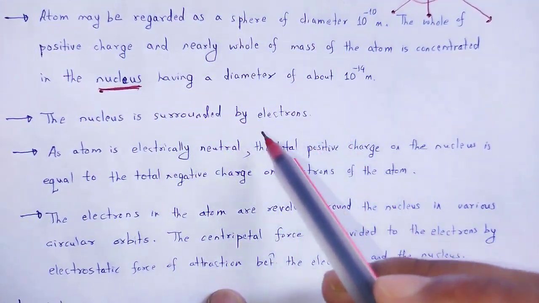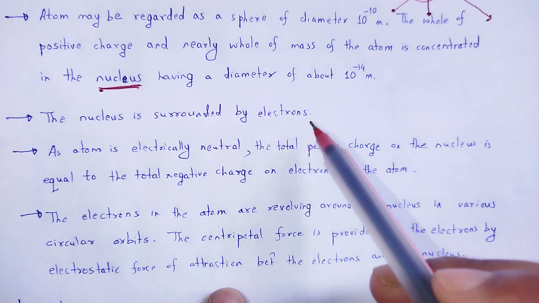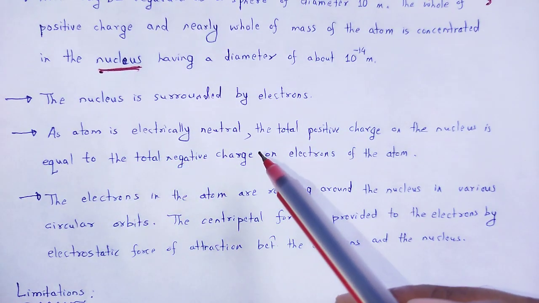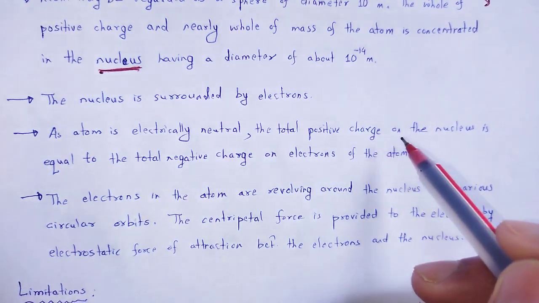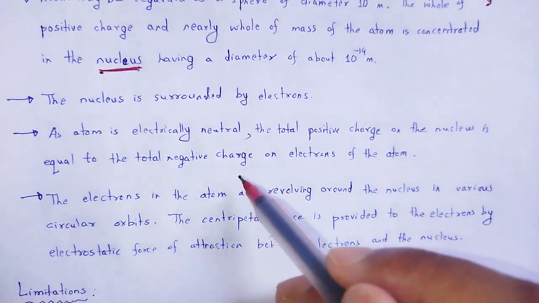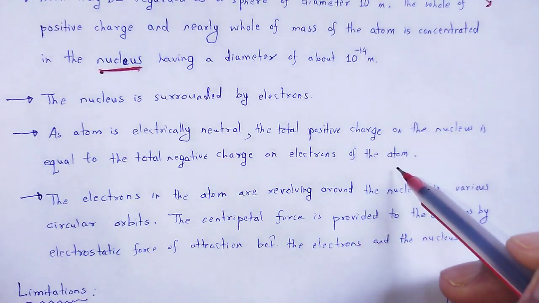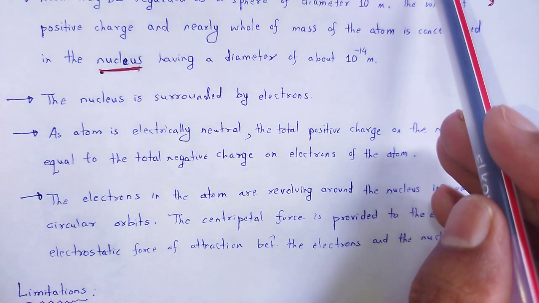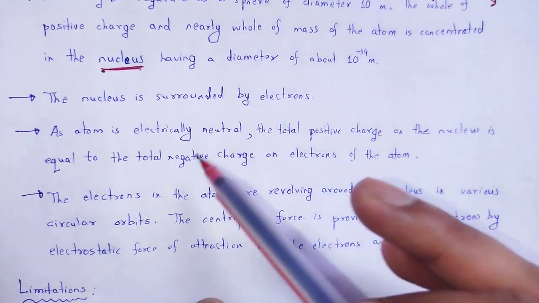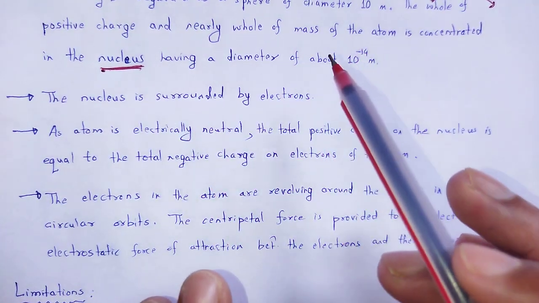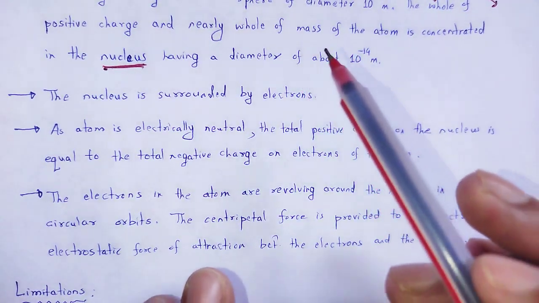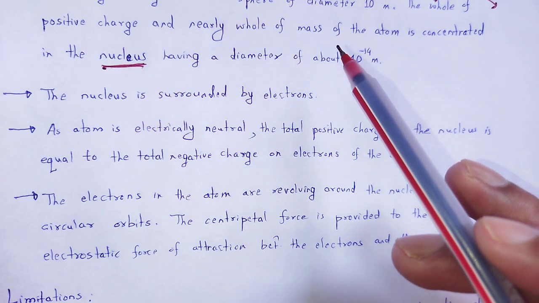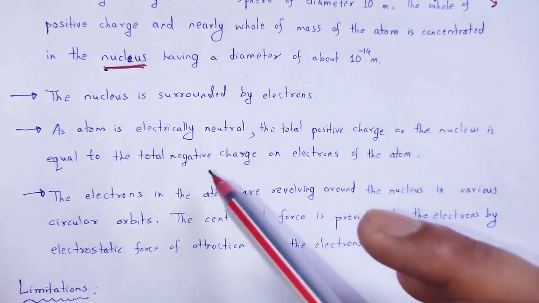How do these electrons move around the nucleus? As we say, the atom is electrically neutral, and the total positive charge on the nucleus is equal to the total negative charge on the electrons of the atom. Since the center is positively charged and the atom is electrically neutral, whatever the amount of positive charge within the nucleus, that much amount of electrons are revolving around the nucleus.